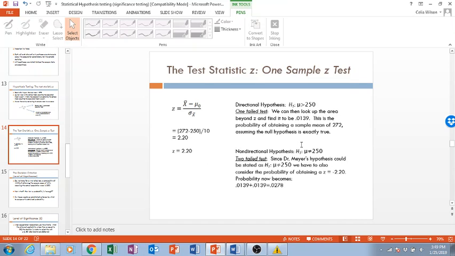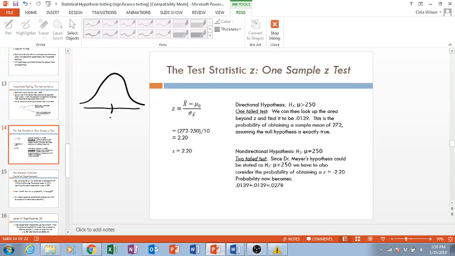So that's a z-value of 2.2. Okay? So if he has a one-tailed test, we can look up the area beyond the z and find it to be 0.0139. All right? So I want to relate this to what we were doing before. Remember, earlier this semester, we were identifying where our score fell and looking up that value in the back of the book.